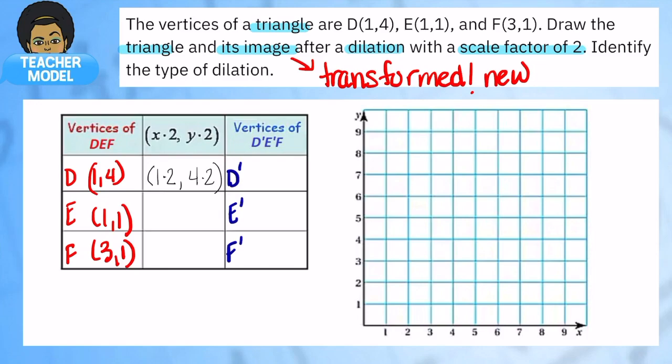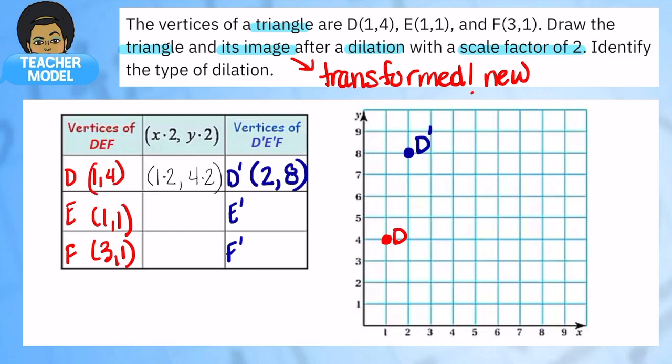That's all I'm doing, Math Marvels. So 1 times 2 is 2 and 4 times 2 is 8. So that is my new coordinate. So I'm actually going to map those two there. My original one was 1, 4. This was D. And my new coordinate is 2, 8. So already here's D prime. So that's my first change. You can see it's in a totally new location in this quadrant.